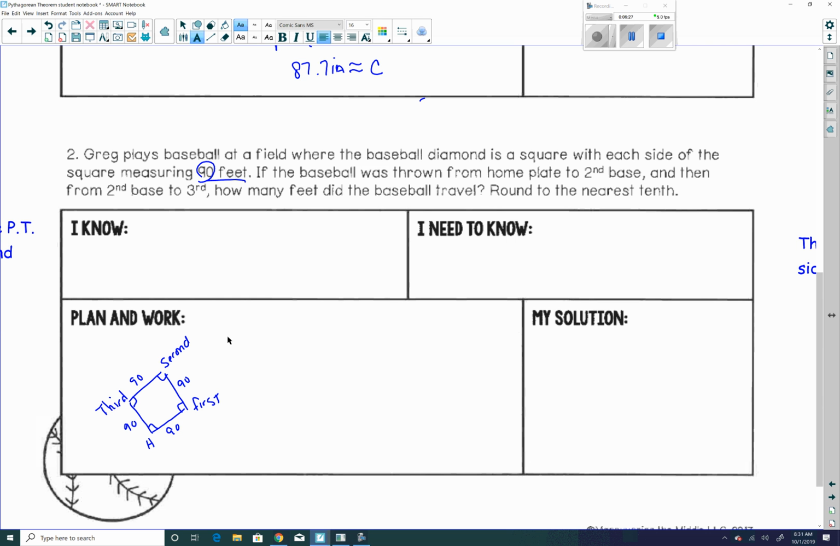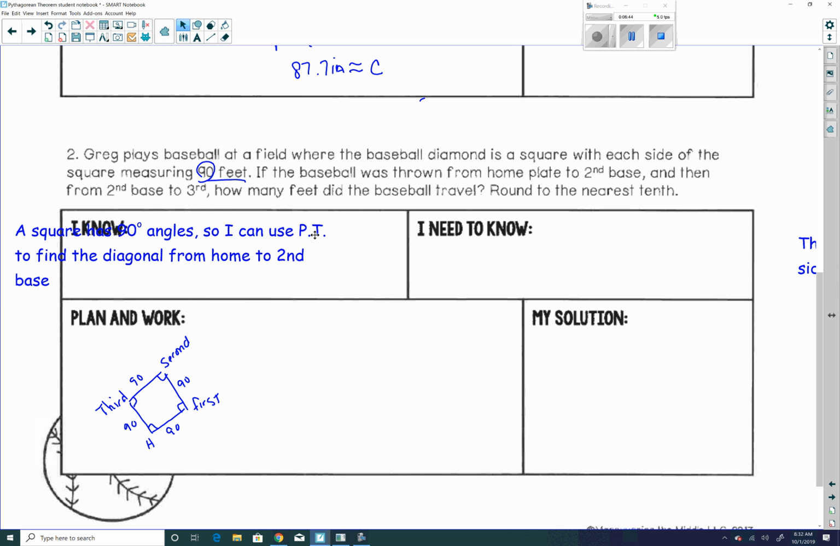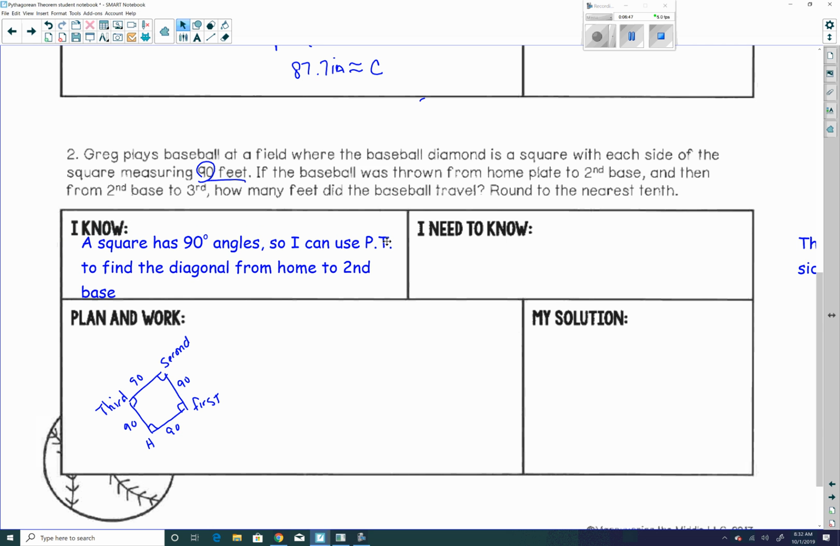Okay, so what do I know? I'm looking at this picture. I know that a square has 90-degree angles, so I can use the Pythagorean theorem to find this diagonal from home plate to second base. So let's go ahead and bring that over. A square has 90-degree angles again, so I can use the Pythagorean theorem to find this diagonal to go from home plate to second base.